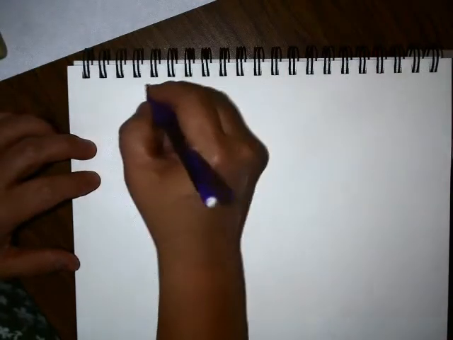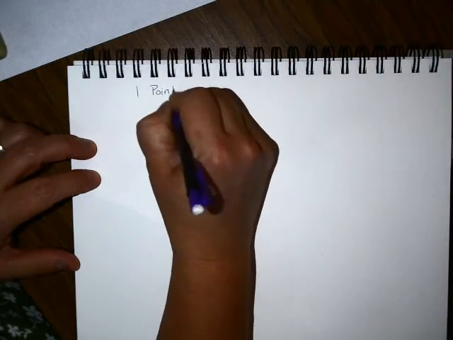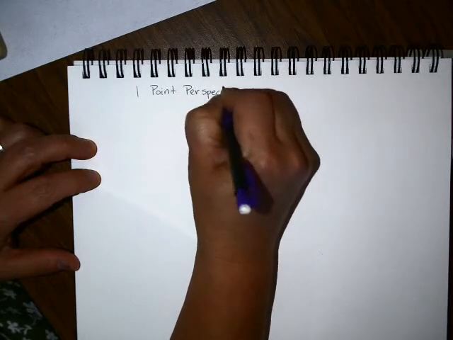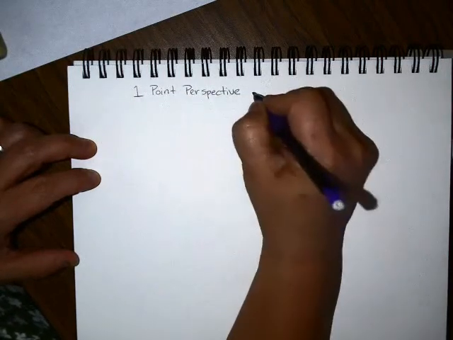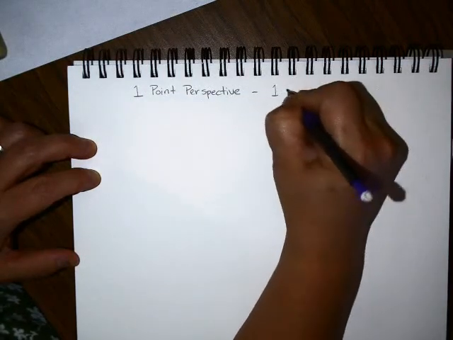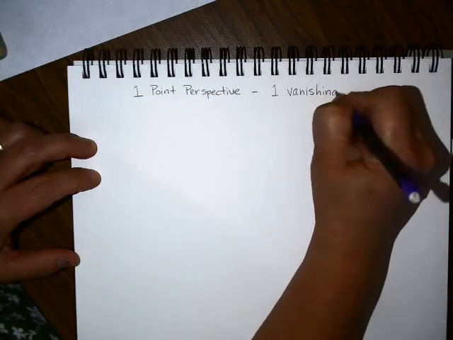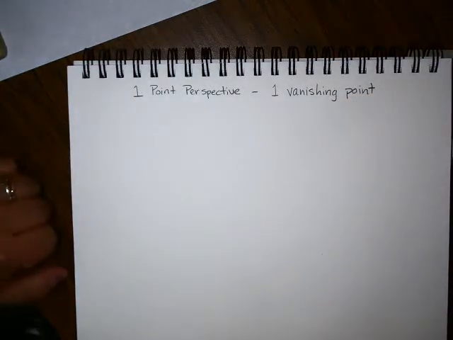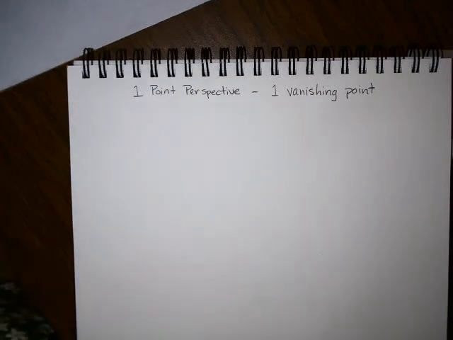Okay, so to begin with, we are doing 1 point perspective. And this means it has one vanishing point. Okay? So, please write that down. 1 point perspective means we are working with one vanishing point.